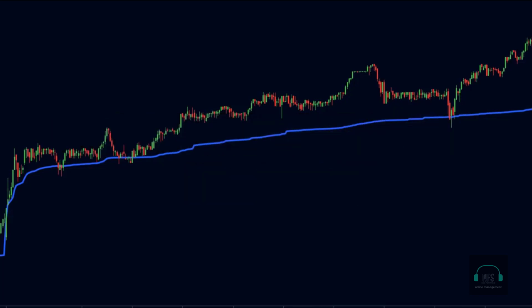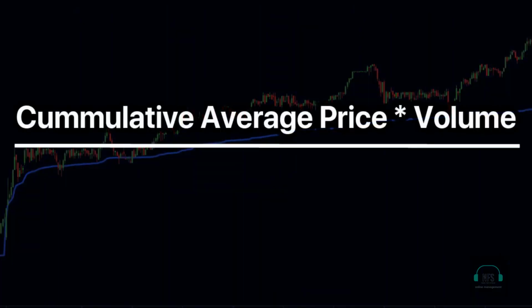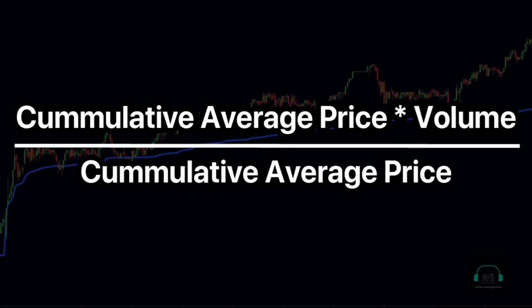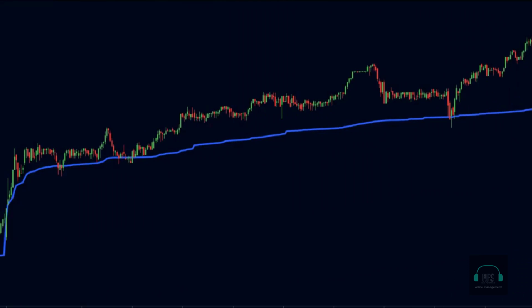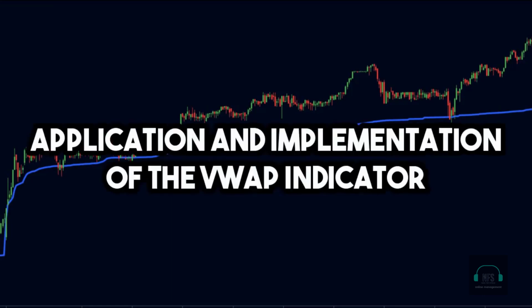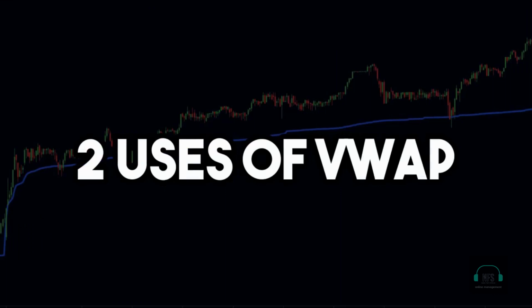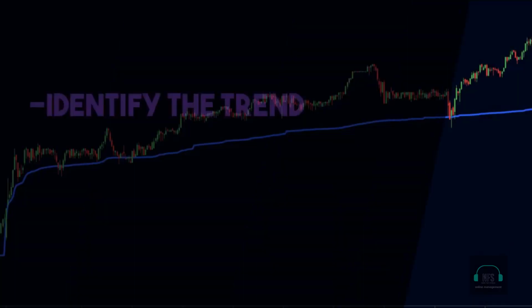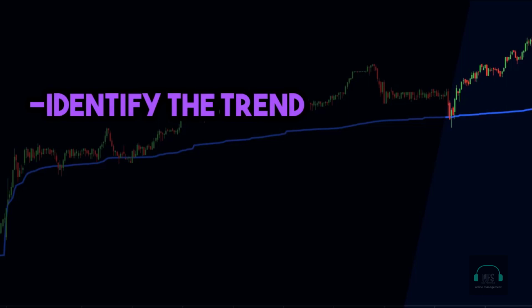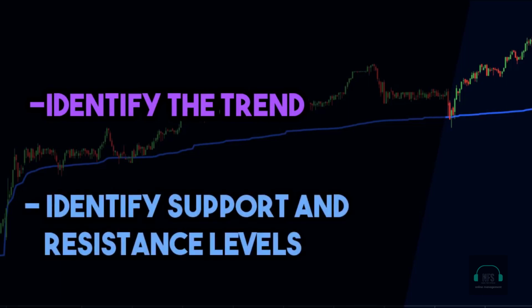The formula for calculating the VWAP is as follows. First, we multiply the cumulative average price by volume. Then we divide that total by the cumulative volume. I won't go into much detail as to how it is calculated. The more important part for us is the application and implementation of VWAP. We can use the VWAP for broadly two things: identifying the trend, and identifying support and resistance levels.